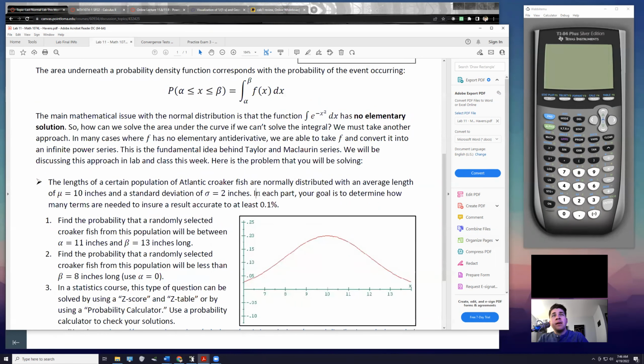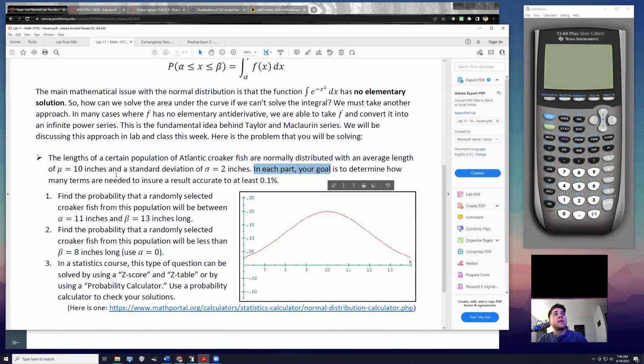In each of the following parts, your goal is to determine how many terms are needed to ensure a result is accurate to at least 1%. So basically, I give you the fundamental parameters of a normal distribution, and then I ask you to solve a couple of questions. These are the questions to be solved. Number one says, find the probability that a randomly selected croaker fish from this population will be between 11 inches and 13 inches long.